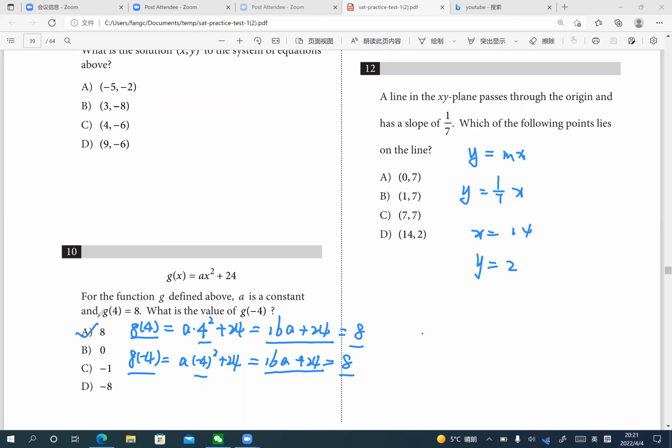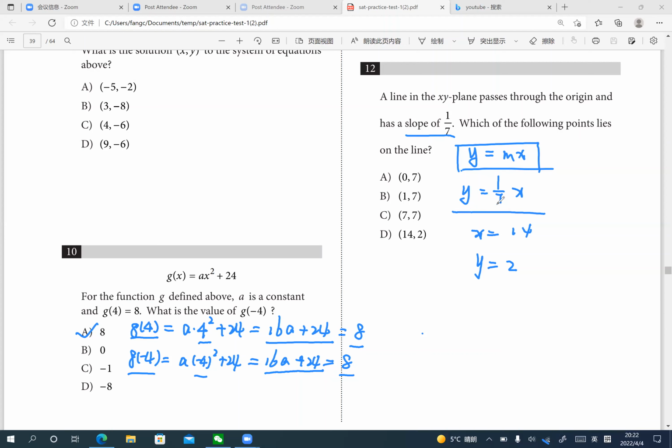Question 12. A line in the xy-plane passes through the origin and has a slope of 1/7. Which of the following points lies on the line? We know if a line passes through the origin, it is a direct variation. We can use y equals mx to represent the line. Because the slope is equal to 1/7, we substitute 1/7 for m, and we get y equals 1/7 x.